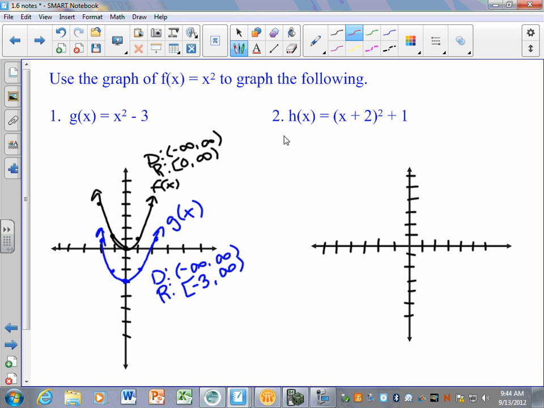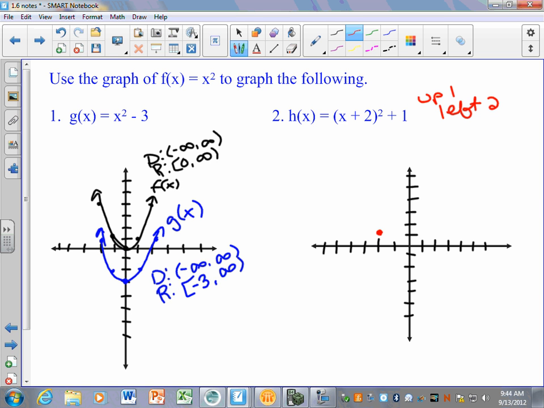So what does this +1 on the outside mean? It's going to go up 1. And what does this +2 on the inside mean? It's going to go left 2. Which means my normal x squared that starts at 0, 0, I'm going to move it up 1 and left 2. So instead of starting at 0, 0, I'm going to start up 1 and left 2. Does that make sense to everyone, how I know it's starting back there?